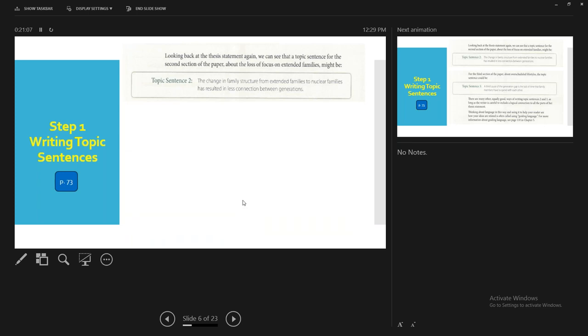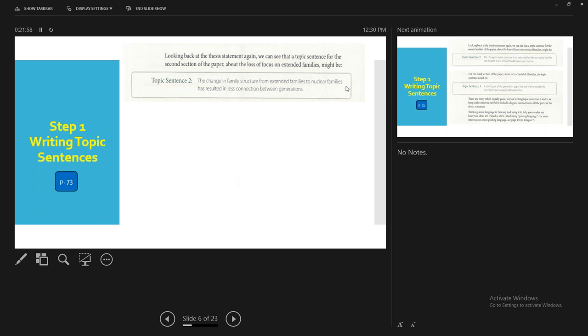Now, looking back at the thesis statement again, we can see that the topic sentence for the second section of the paper is about the loss of focus on extended families. What does this mean? Before I move on, if you read the thesis statement again, we have three supporting ideas mentioned there. So topic sentence one was about the first point. Topic sentence two should be about the second point. Usually you would follow the same order you have of the points in your thesis statement. So the order you would like to write in the body paragraphs, it will be better to keep it similar. Okay, you go in the same order.